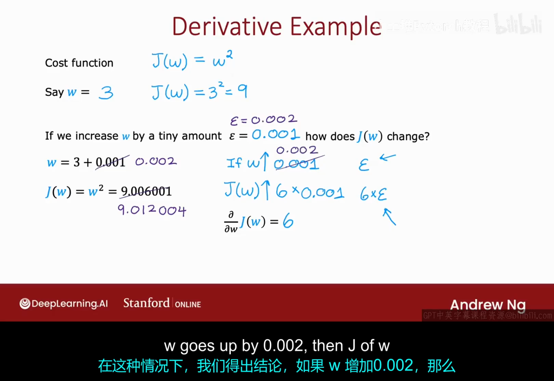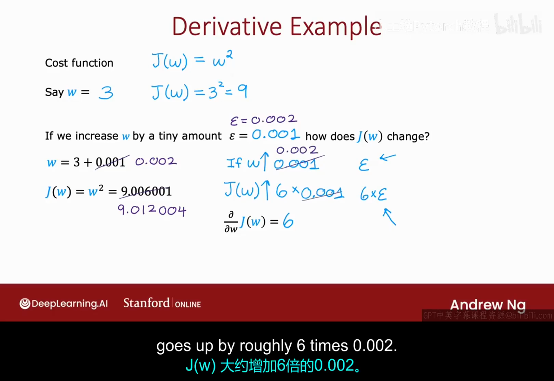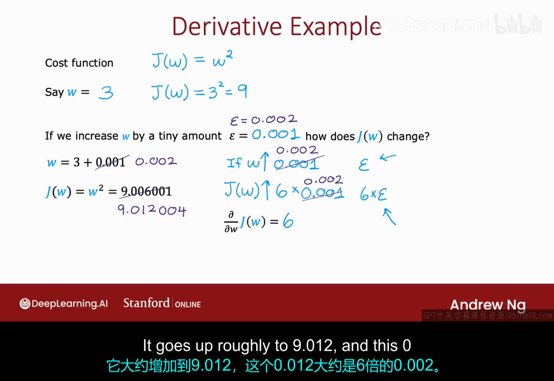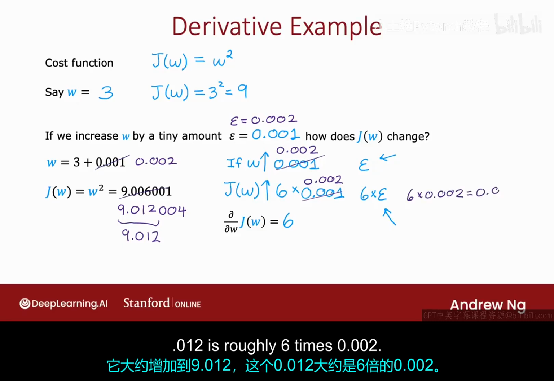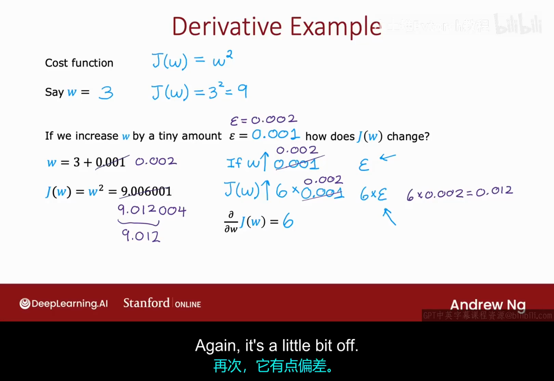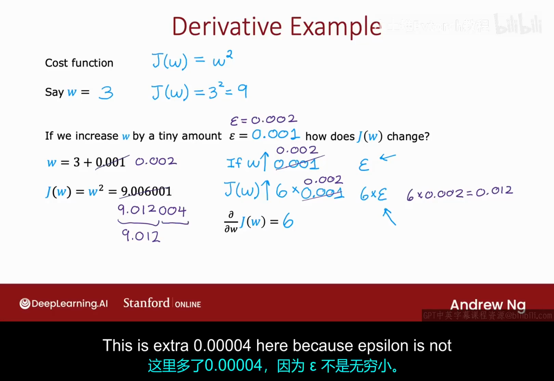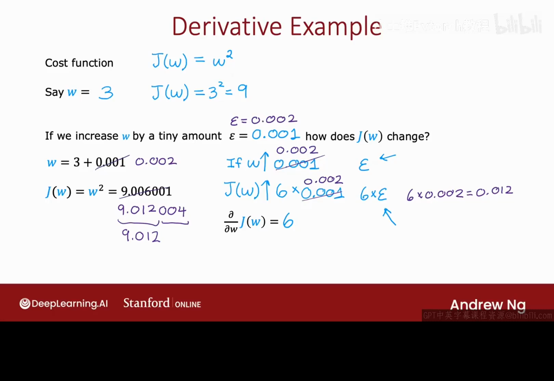And in this case, what we conclude is that if w goes up by 0.002, then J(w) goes up by roughly 6 times 0.002. It goes up roughly to 9.012, and this 0.012 is roughly 6 times 0.002. And again, it's a little bit off. This is extra, 0.000004 here because epsilon is not quite infinitesimally small.